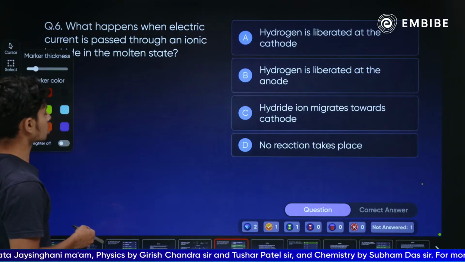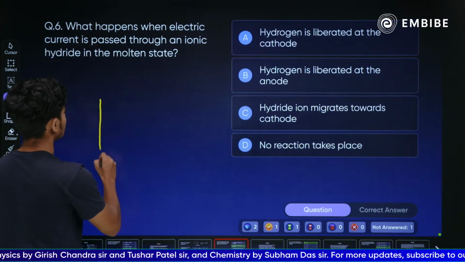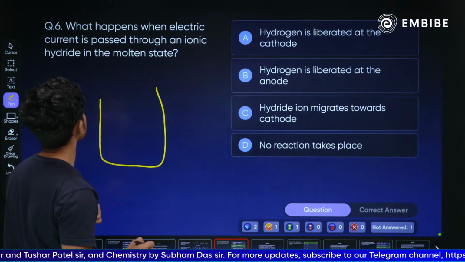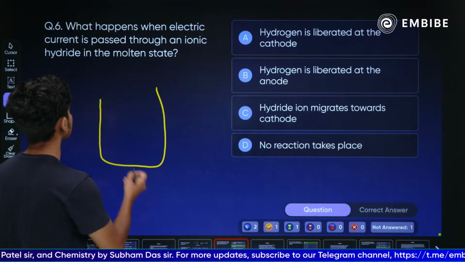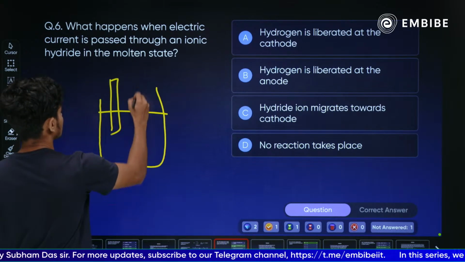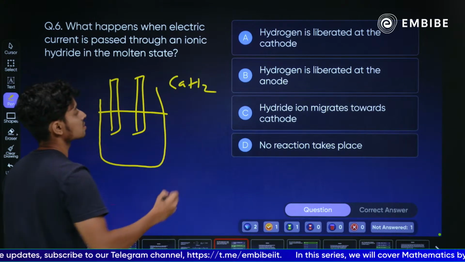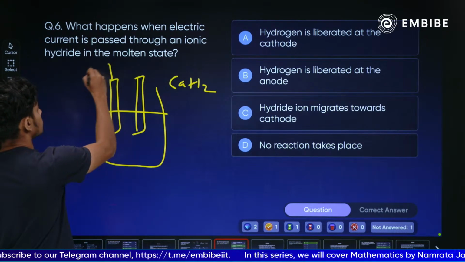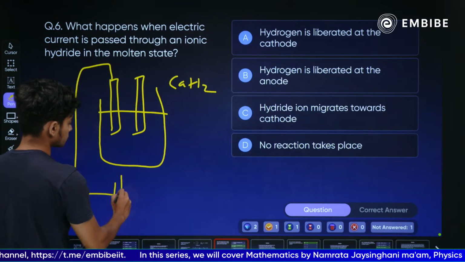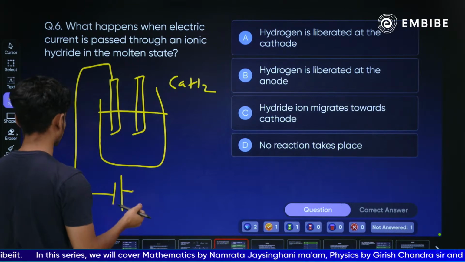So I'll give you a hint. If you take an electrolytic cell, it's telling you molten, right? Ionic hydride in the molten state. So I've got 2 electrodes. I'm taking calcium hydride, CaH2. What will be my products? If I take calcium hydride, my anode is positive in an electrolytic cell. Wait, I made an error.